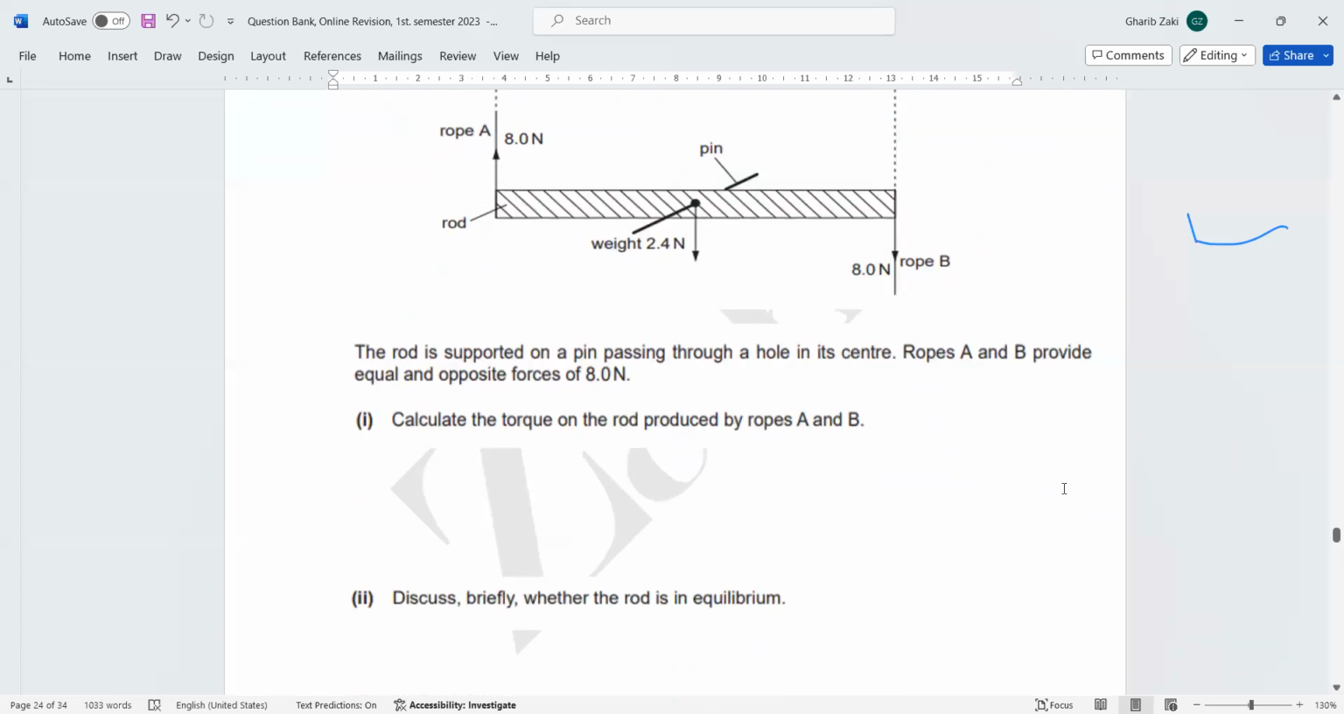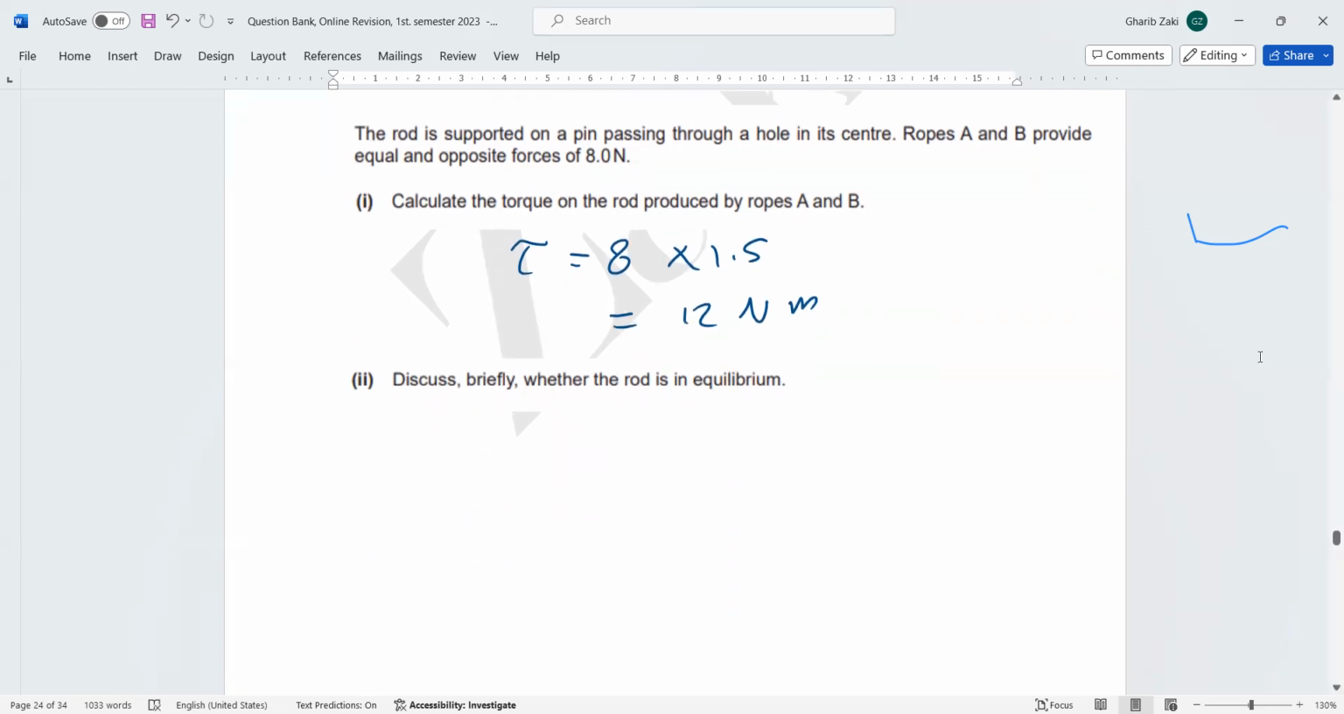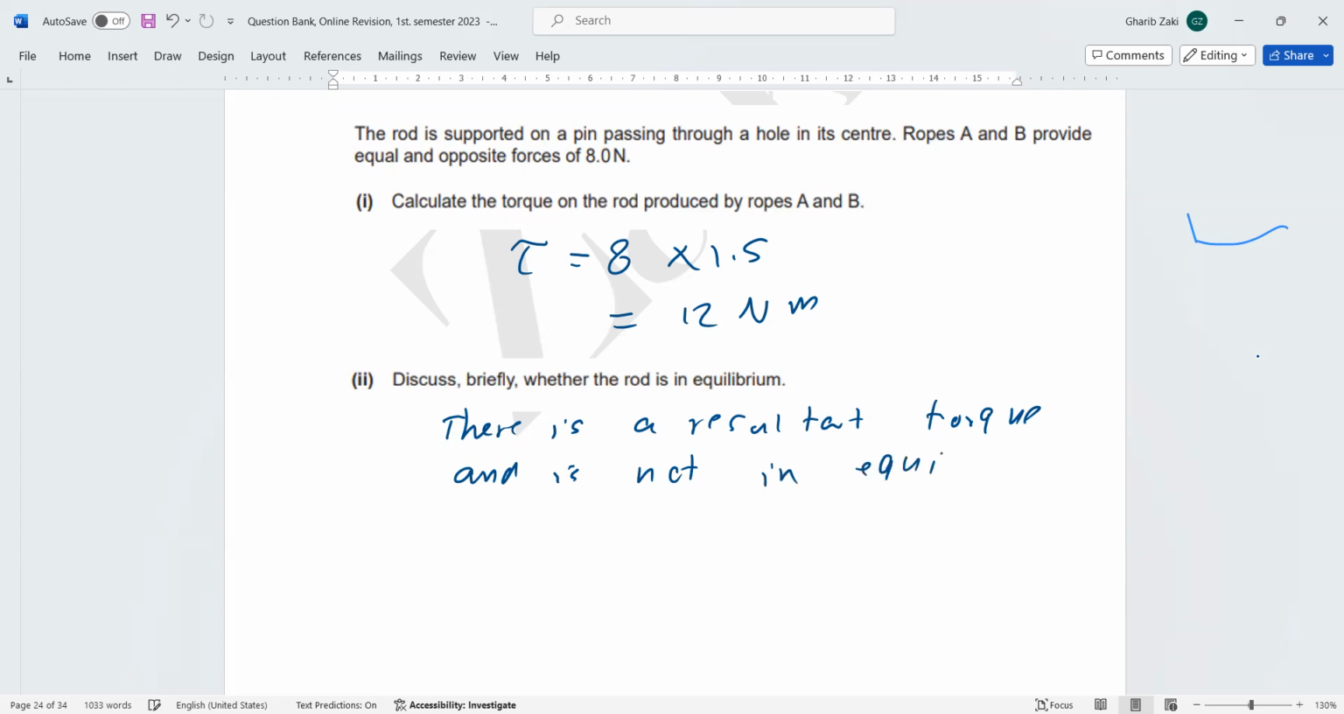Next question, it says calculate the torque of the rod. The torque equals one force multiplied by the perpendicular distance, which is 12 Newton meters. Discuss briefly whether the rod is in equilibrium. No, there is a resultant torque and it is not in equilibrium.